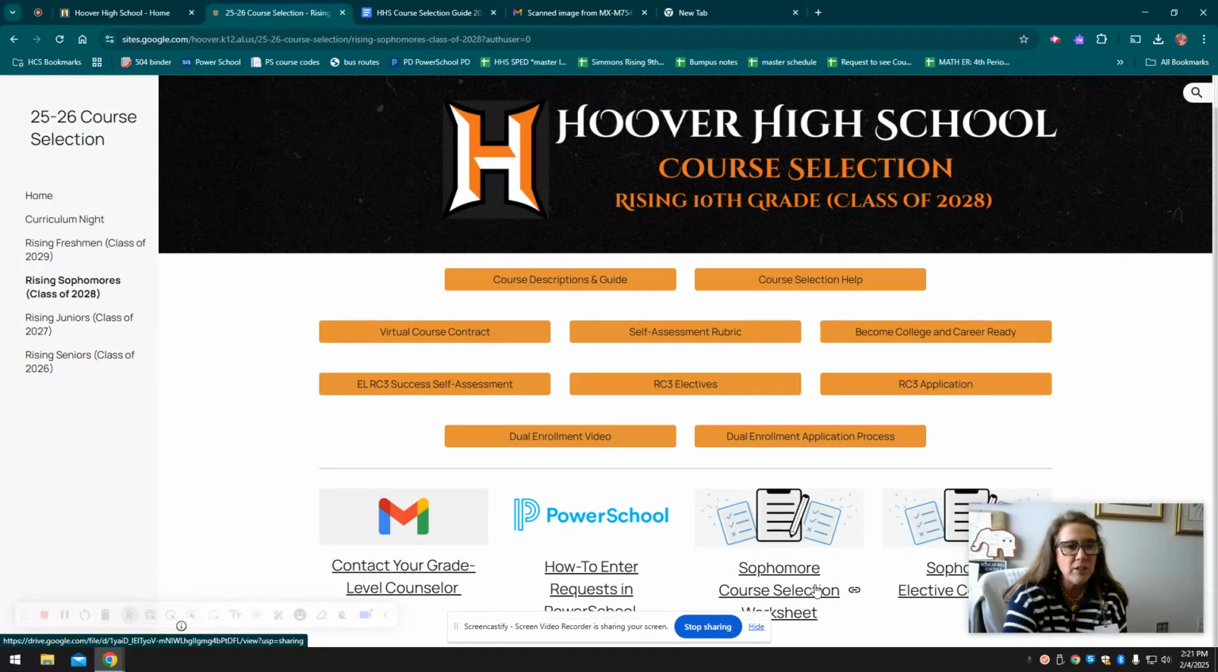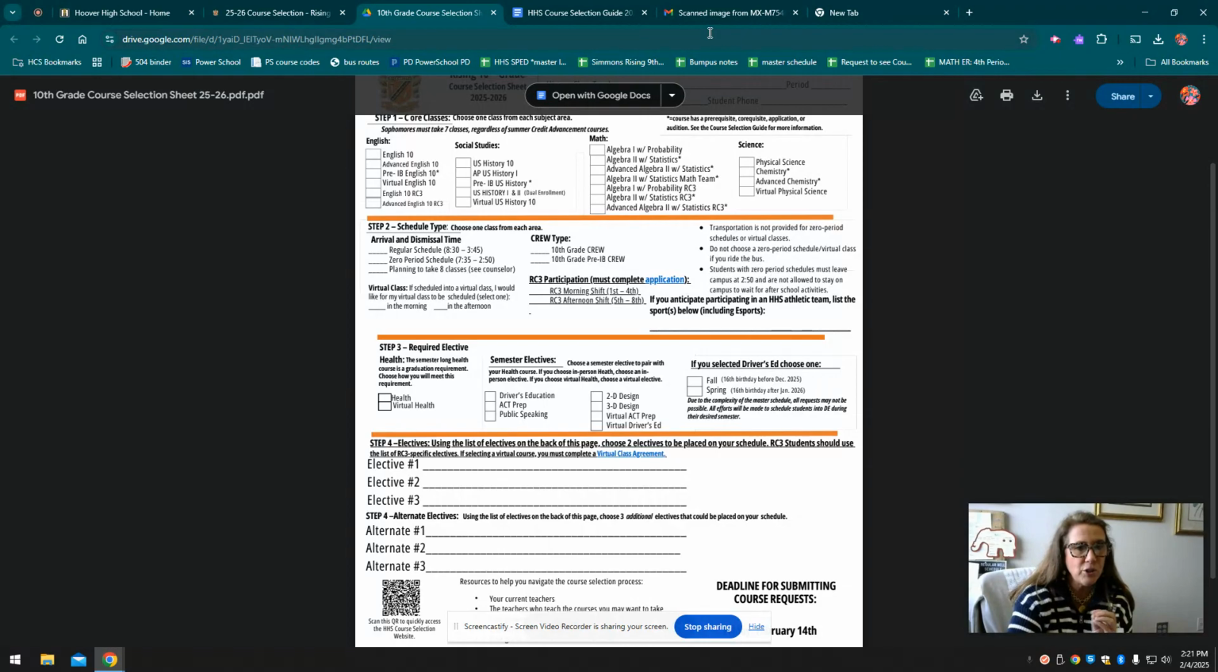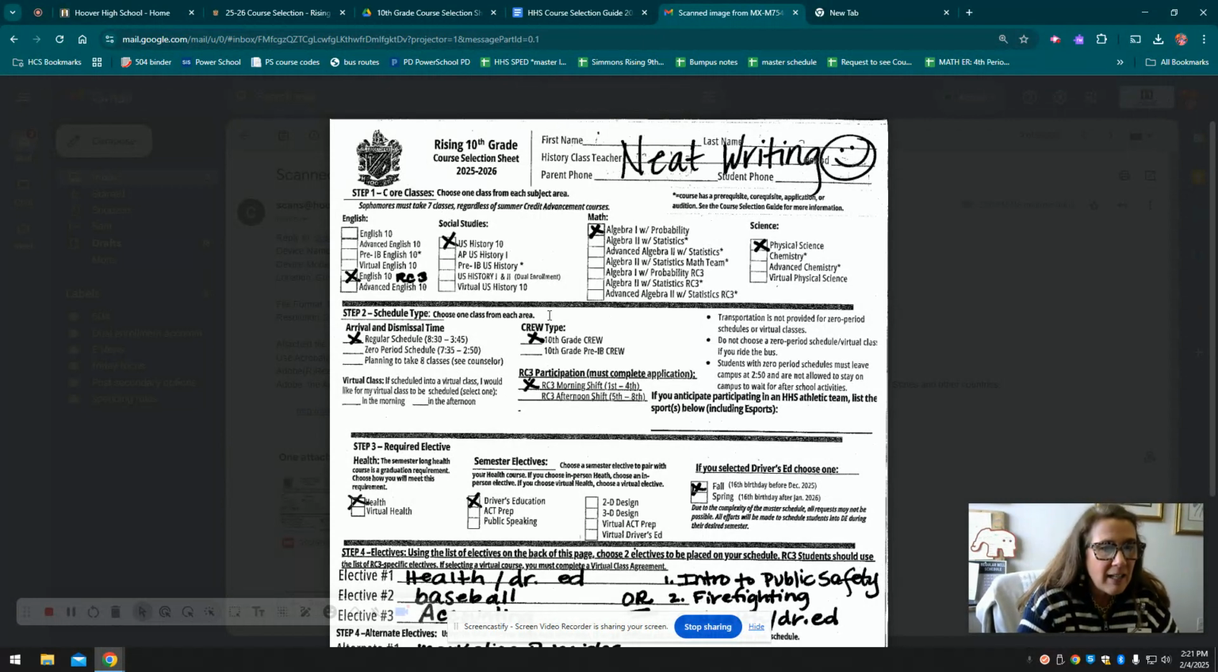Another thing that can be found here is the sophomore course selection sheet. So let's take a minute to look at that. If you click right here, it's going to come up what their course selection sheet looks like, but I wanted to show you a sample of a completed course selection sheet. So the student would fill out the top part very neatly, and then they would put a check after talking to their parents and their teachers of the classes that are best for them next school year.